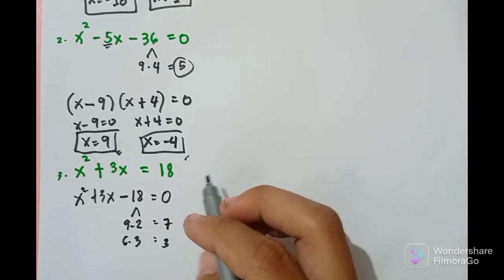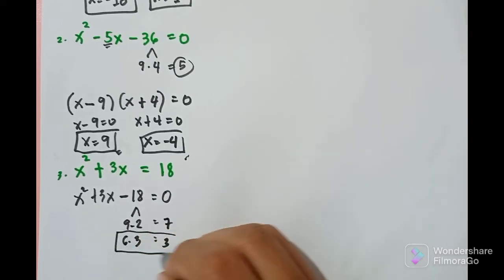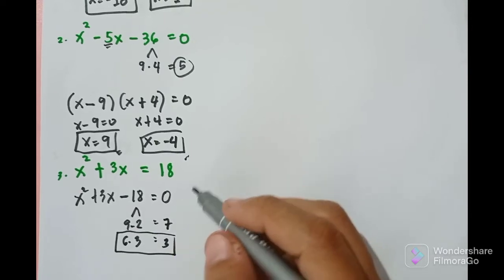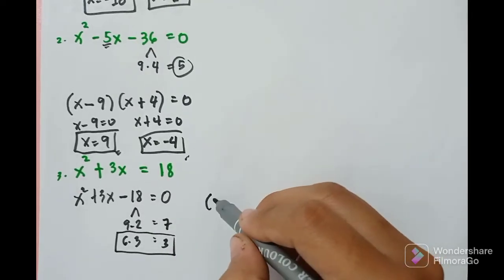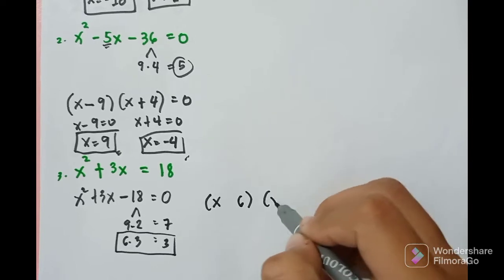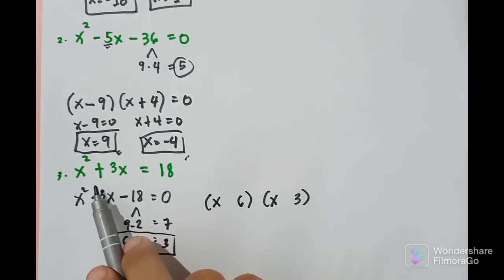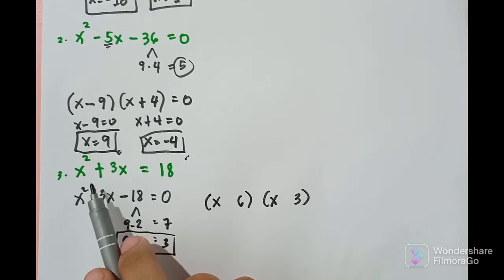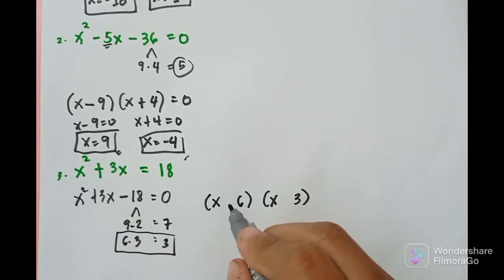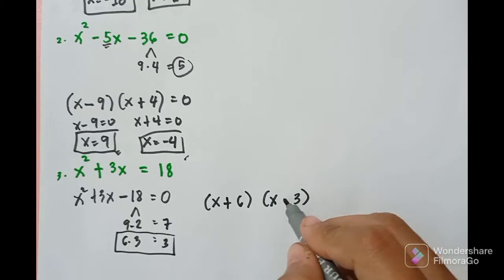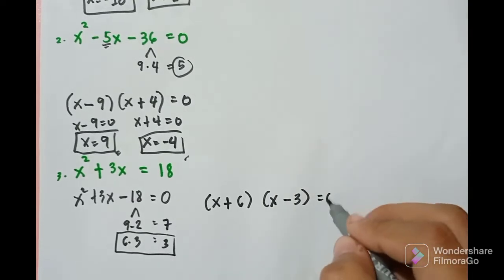So, anong factors ang kunin natin? Itong si 6 and 3. So, lagay na natin siya sa factored form niya. So, magiging x 6, x 3. So, tingnan natin yung middle term. Anong sign ng middle term? Positive. So, ito yung gagayahin ni higher number, which is 6. So, x plus 6, isa naman ay minus 3, and this is equal to 0.